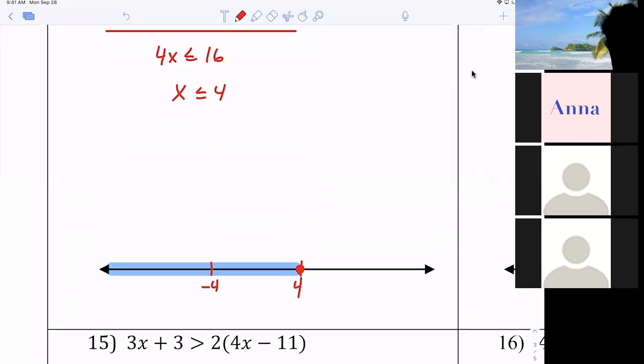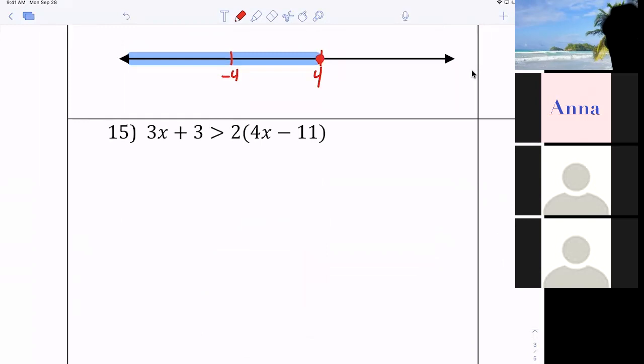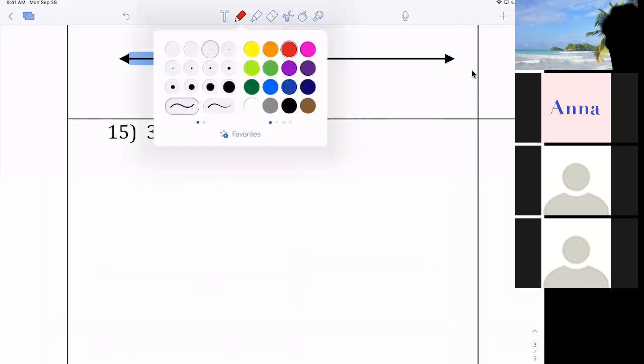All right, come on, next. All right, everybody take a second here. Do the distributive property. Move the variable, move the number, divide it out. All right, let's see if yours looks like mine. Here we go, come on.